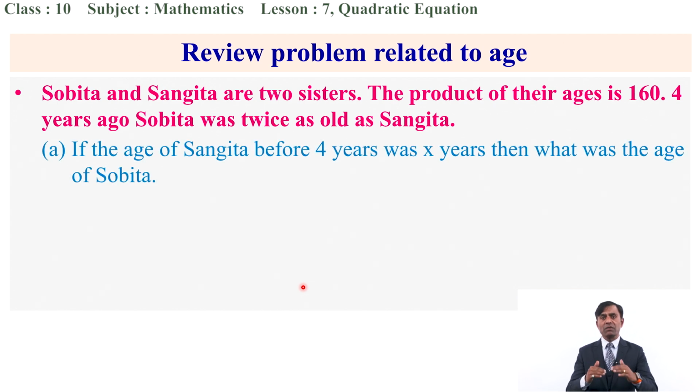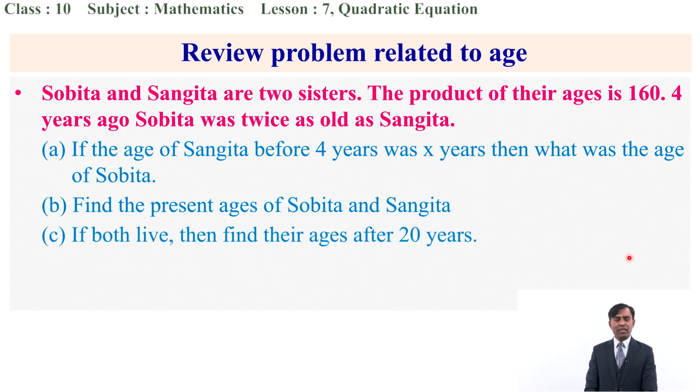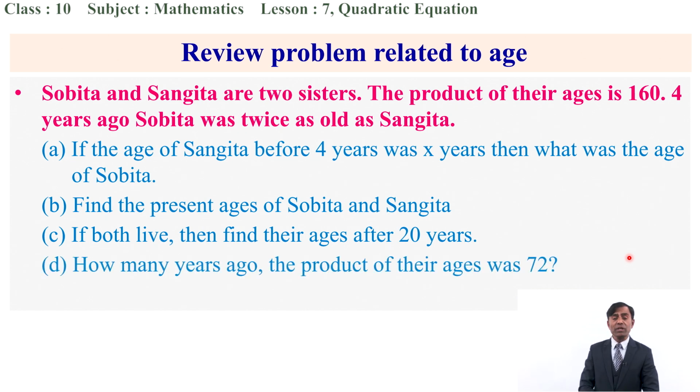In the given context, let's answer the following questions. A: If the age of Sangeeta before 4 years was X years, then what was the age of Shobita? B: Find the present ages of Shobita and Sangeeta. C: If both live, find their ages after 20 years. D: How many years ago was the product of their ages 72?